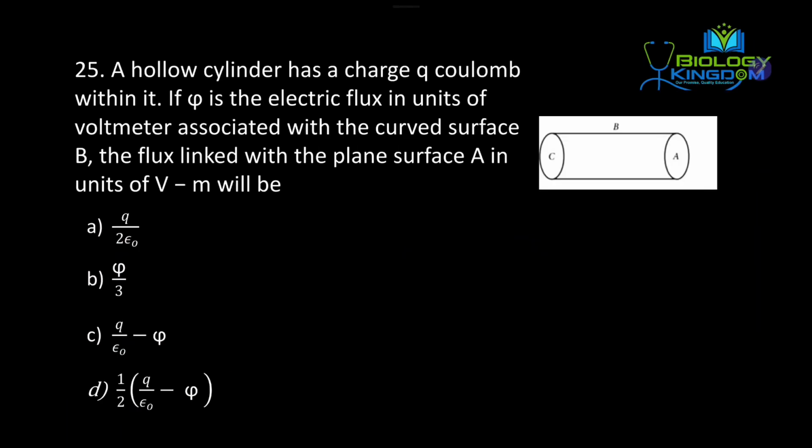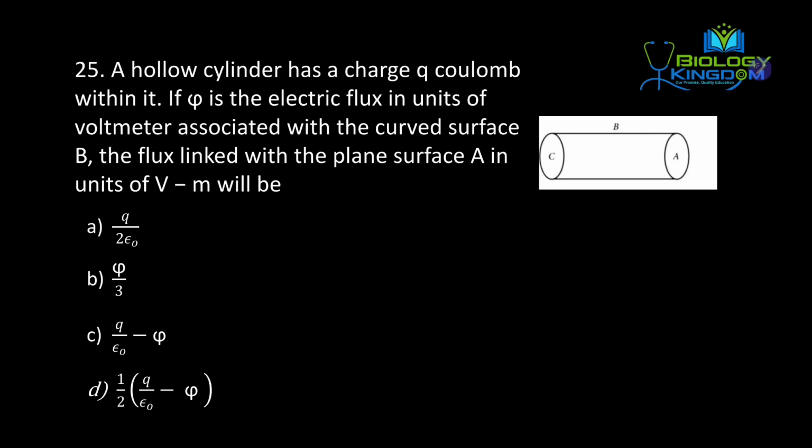Very good. So here's the last question, and this is the last question of this chapter. What does it say? A hollow cylinder has a charge q coulomb with it. If phi is the electric flux in the unit of volt, then the curved surface B flux linked with the plane surface A will be equal to what?